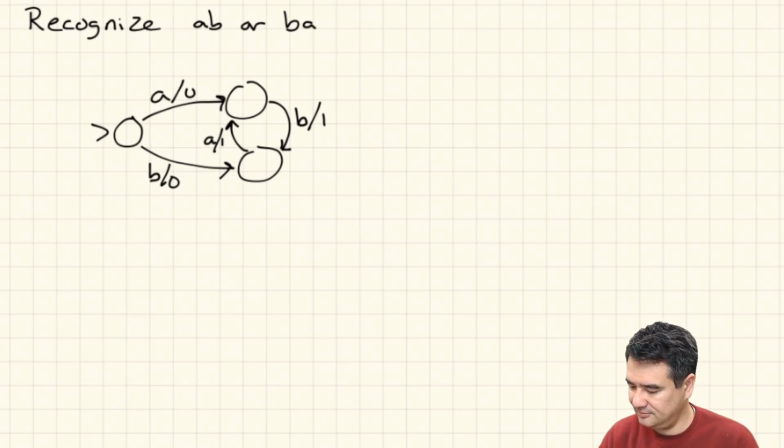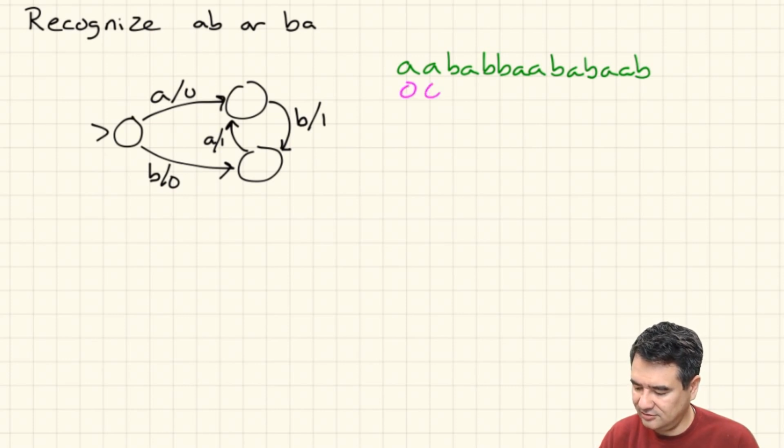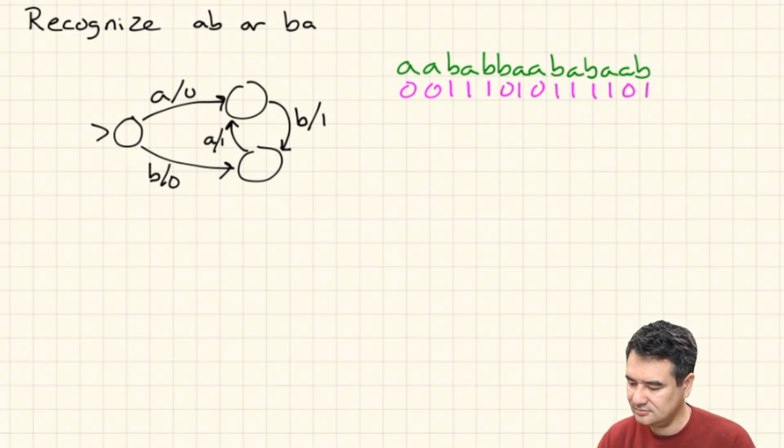Let me try it out. A, B, A, B, B, A, B, A, B, A, B. And the output of that should be 0, 0, 1, 1, 1, 0, 1, 0, 1, 1, 1, 1, 0, 1. Let's see if that works.